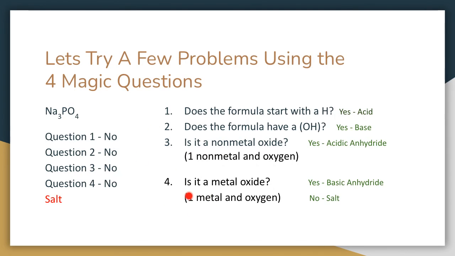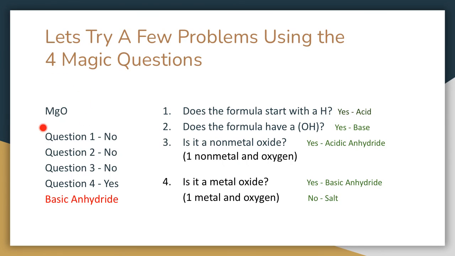Go to question 4. Is it a metal oxide? We have a metal, but that's not an oxide. That's a phosphate. So no, this is going to be a salt. So you go in that order. No H, no OH, definitely not a nonmetal. It's a metal, but it's not a metal oxide, therefore it's a salt.